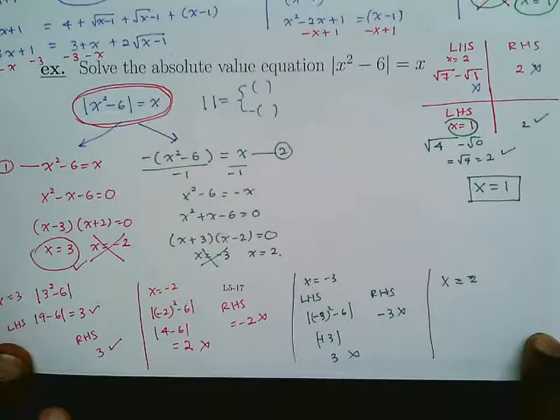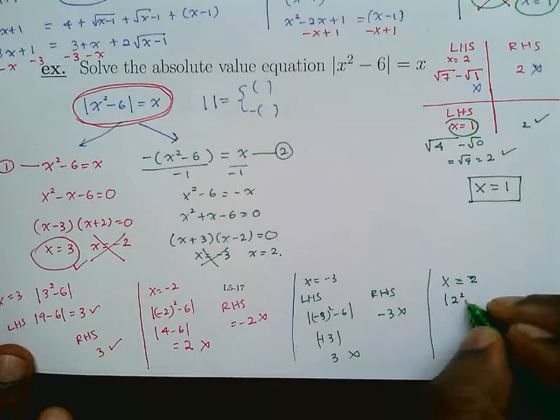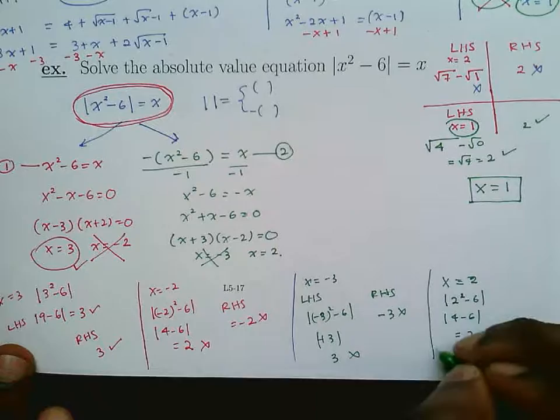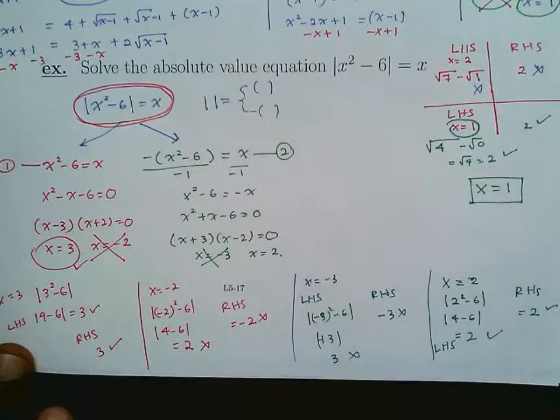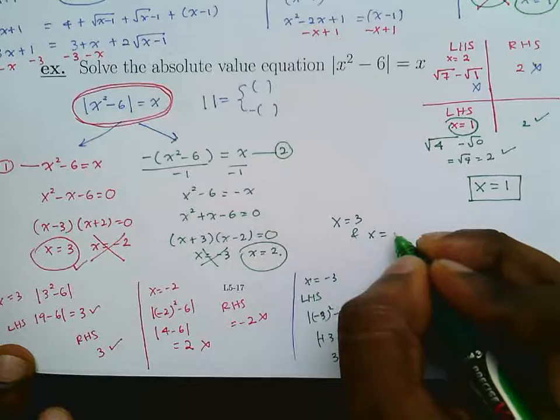And here, the absolute value of 2 squared minus 6, that is the absolute value of 4 minus 6, that's just 2, and that's the left-hand side, and the right-hand side is 2, so that's good. So you get x equals 3 and x equals 2 as your answers.